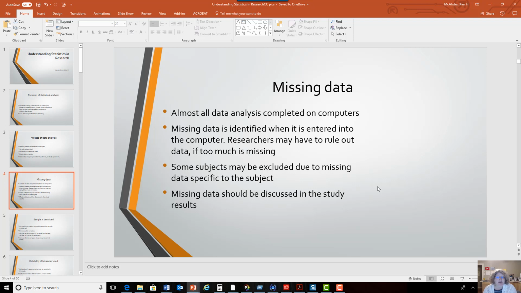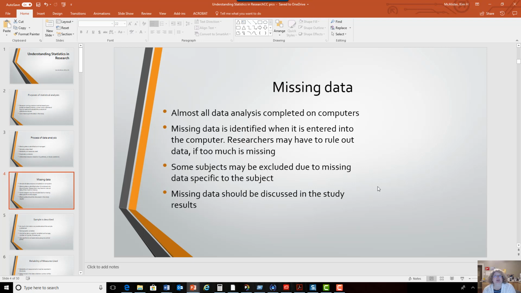Almost all statistical analysis is done on computers. Yay! I actually remember a time before we had these programs, and trying to complete all of this by hand was very laborious and took a whole lot of time. And fortunately, we have software such as SPSS and others that will do this for you.